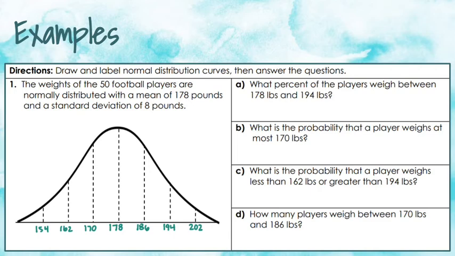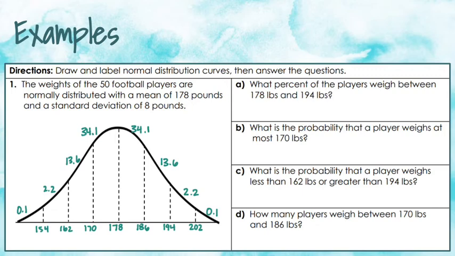And we want to go through and label the percentages as well so that we don't forget what those are. So the first section is 0.1%. The second one is 2.2%. The third one is 13.6%. And finally we have 34.1%. And those mirror each other on the other side.